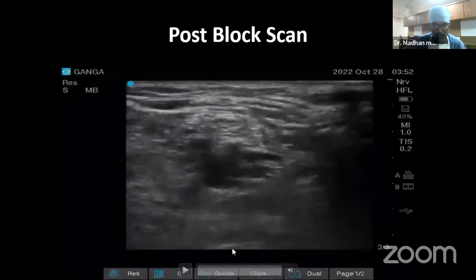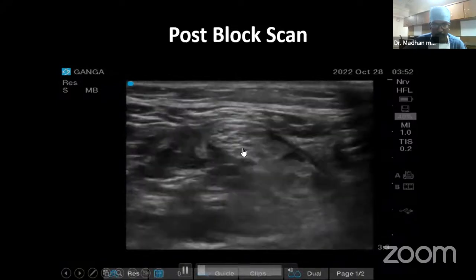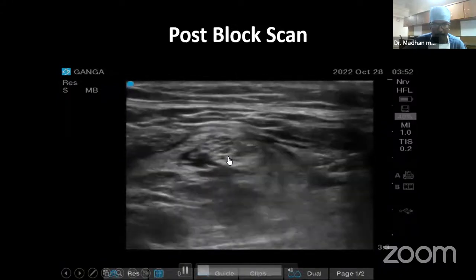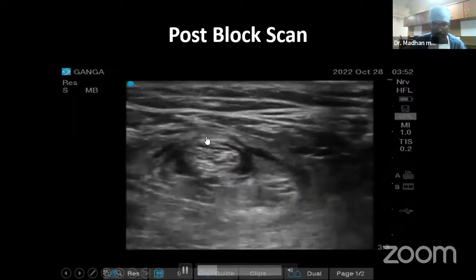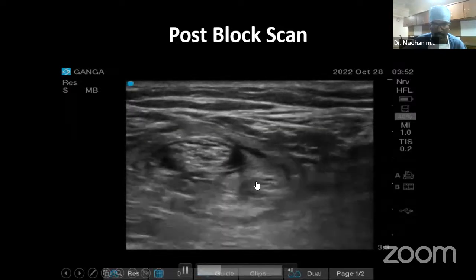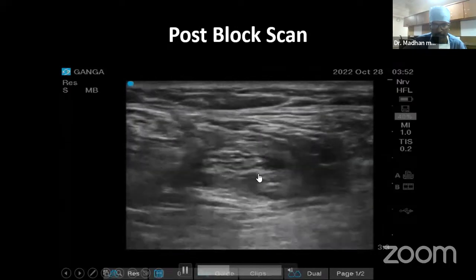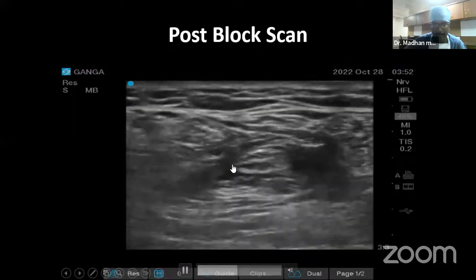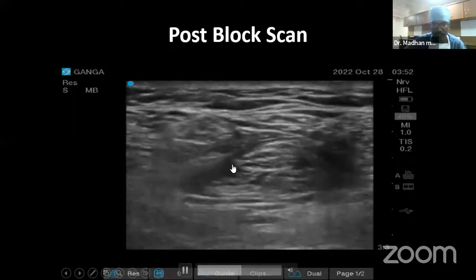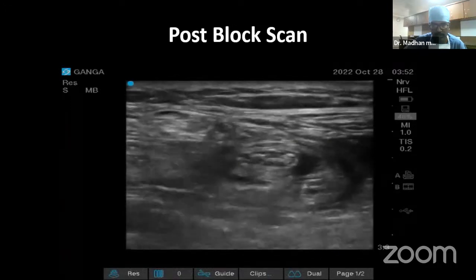This is the post block scan video. You can see the tibial nerve and the common peroneal here. Again, the orientation marker is kept medially here. This is a tibial nerve and common peroneal coming and joining. And you can see the local anesthetic around it.